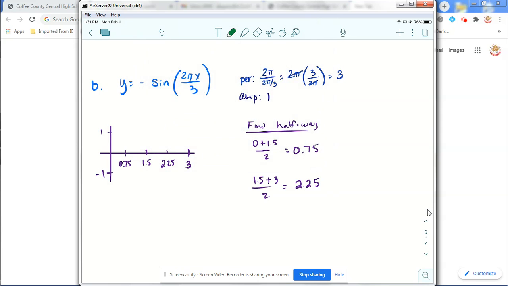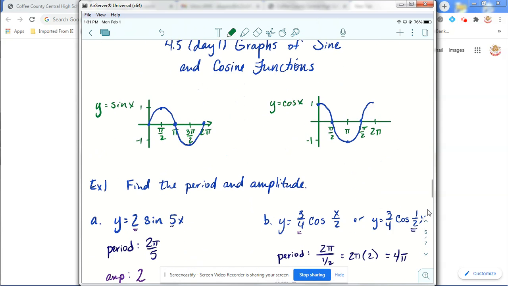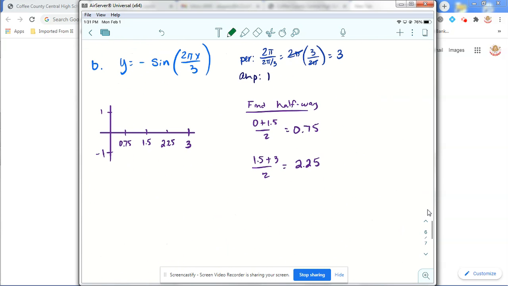Now on this graph, we have to be careful. The regular sine of x starts at an x-intercept, up to a max, down to an x-intercept, down to a min. But this one is the negative sine, so it's going to be reflected over the x-axis. So we're still going to start at 0, but instead of going up to a max, we're going to go down to a min, and then 0, and then a max, and then back to 0. So that's one period of that curve.